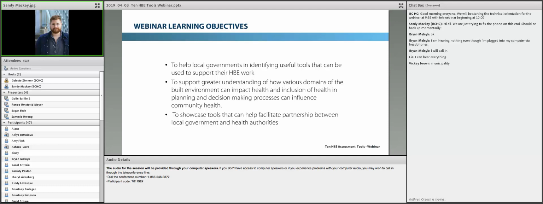So today's learning objectives are relatively simple. Hopefully we can get to them in an hour and a half. We're hoping to help local governments identify useful tools that can be used to support their healthy built environment work. We're hoping to support understanding of how various domains of the built environment can impact health and inclusion of health in planning and decision-making processes. And we're finally going to showcase tools that can help facilitate partnerships between local government and health authorities.